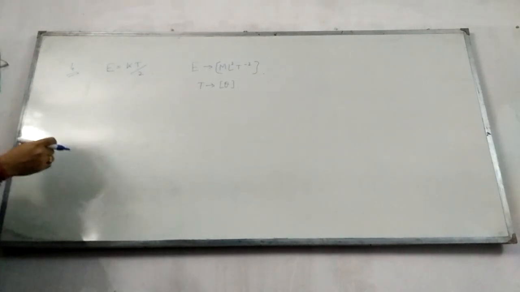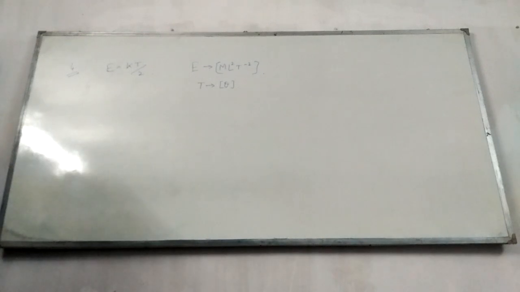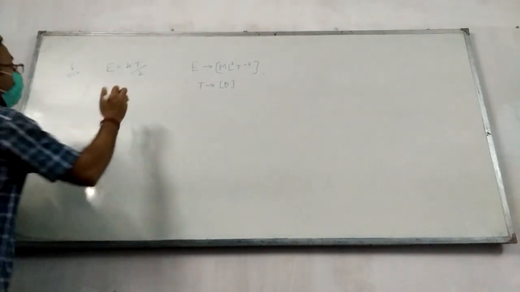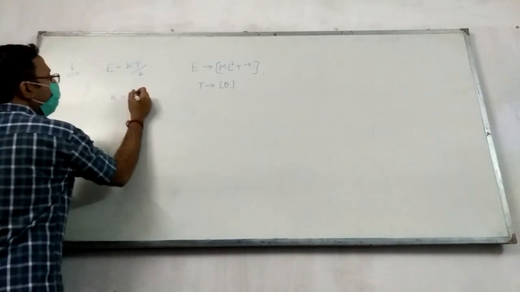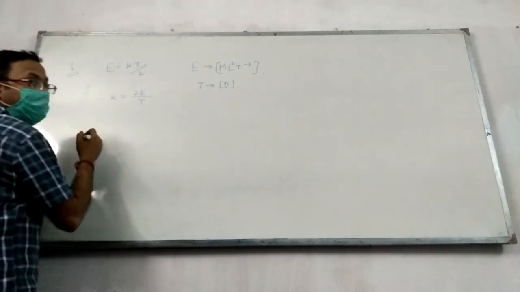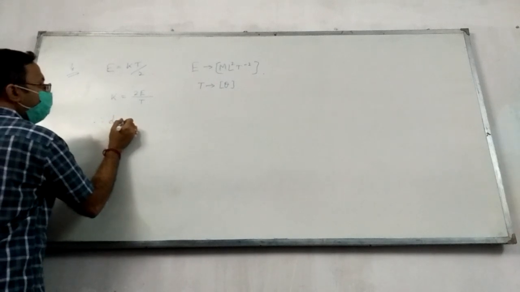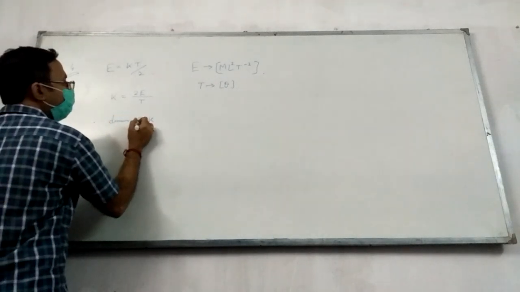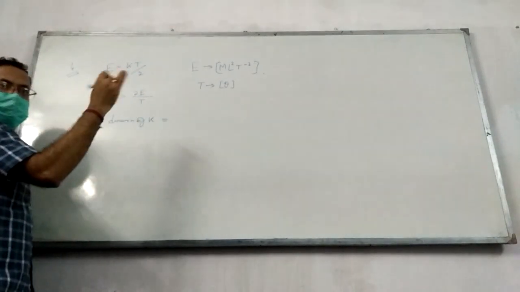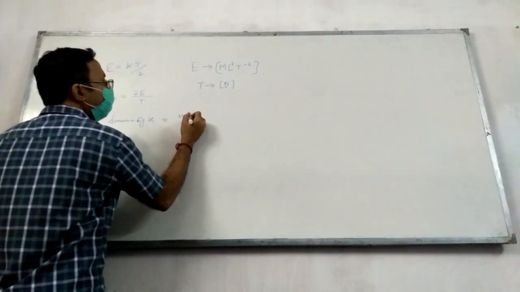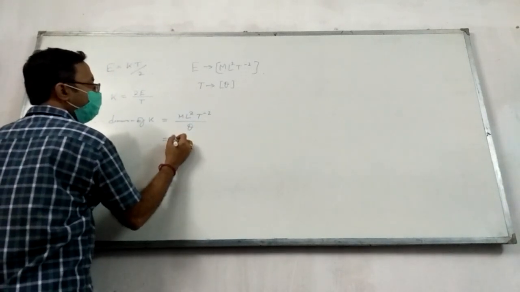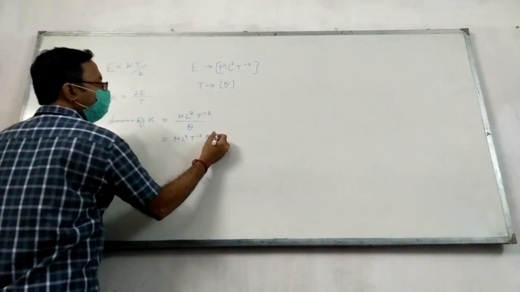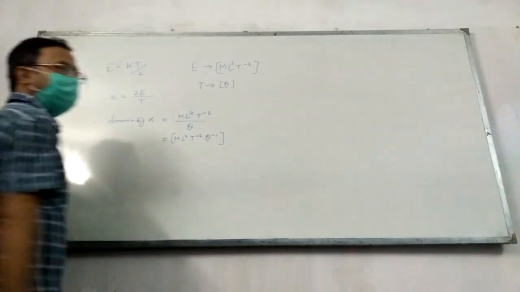The temperature dimension is not Kelvin. Kelvin is the SI unit. The dimension will be theta, do you hear? So now if you want to find out k, it's simple. k will be what? k will be 2E by T. So therefore dimension of k is equal to, 2 is dimensionless, you neglect. E is ML square T to the power minus 2, so this will be ML square T to the power minus 2 theta to the power minus 1.